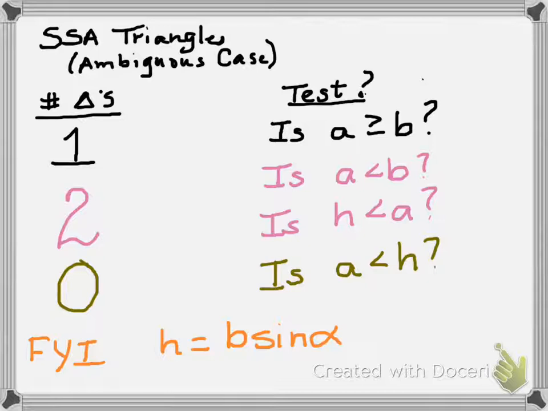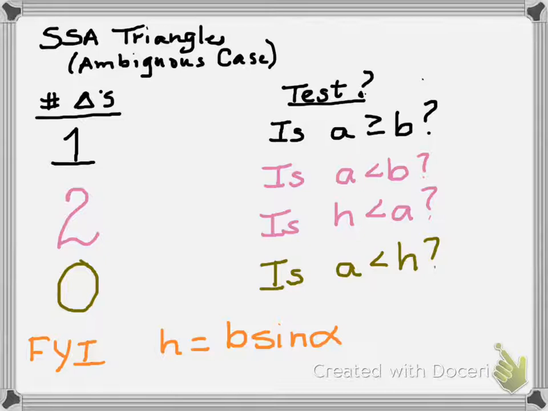The first test question is, if you're going to have one triangle, is side A greater than or equal to side B? If the answer is yes, then you will have one triangle. For two triangles, you have to answer both questions yes. The first question is, is side A less than side B? If that's true, you say yes. If not, you put no.